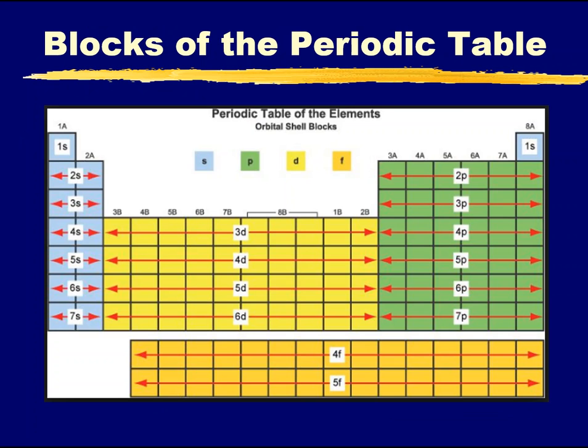Put in your notes here what kind of sums it all up, but don't forget, right here is where the insert occurs of those 2 rows. So 6s fills, then 4f, then 5d. 7s fills, then 5f, then 6d.